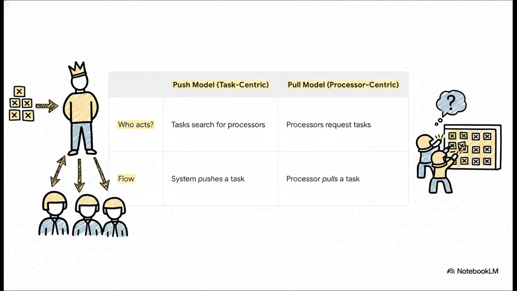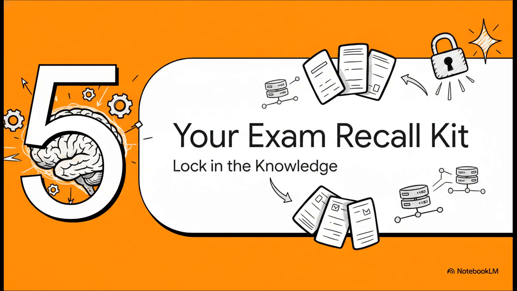And you can see how these tie into our last decision, right? A dynamic system might love the pull model, where idle processors just grab work when they're ready. A static system often uses a push model, where everything is assigned up front. So you get the ideas. You see how it all fits together. But there's a big difference between understanding something now and remembering it perfectly when you're staring at an exam paper. So let's get to our last section, the exam recall kit, designed to just sear this stuff into your memory.